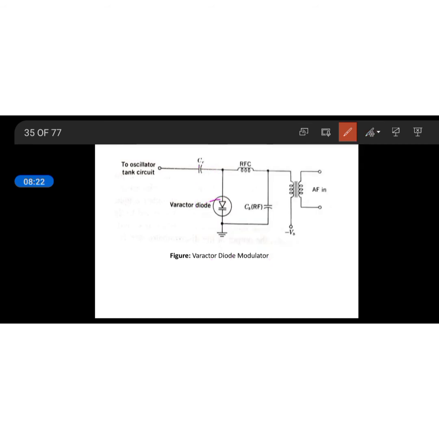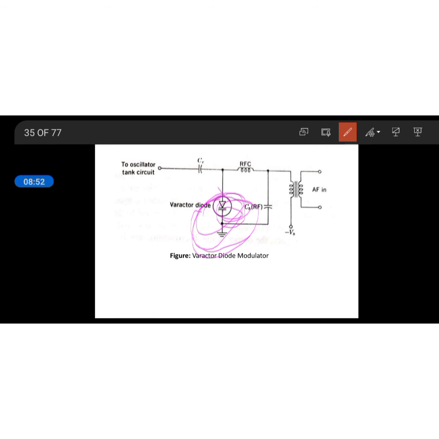So the varactor diode is a specially fabricated PN junction diode which is used as a variable capacitor in the reverse biased condition, and the junction capacitance changes with respect to the DC bias voltage.